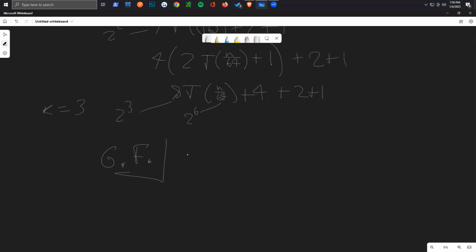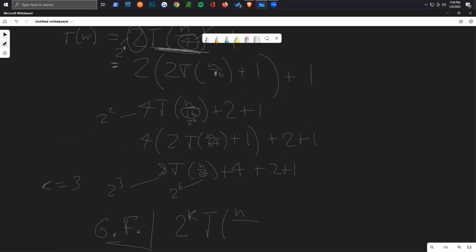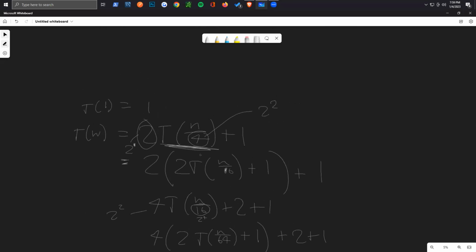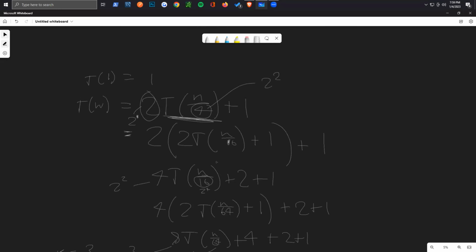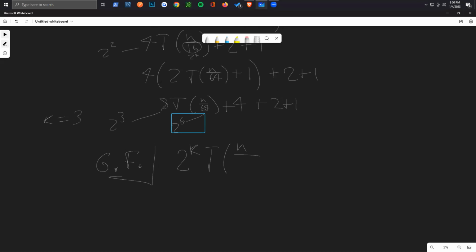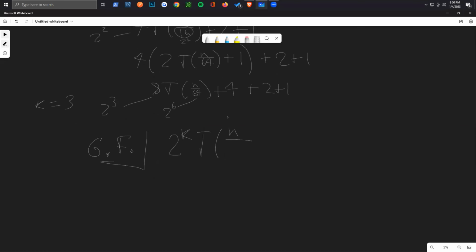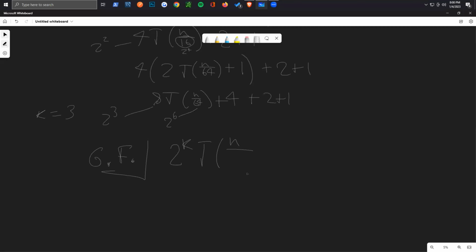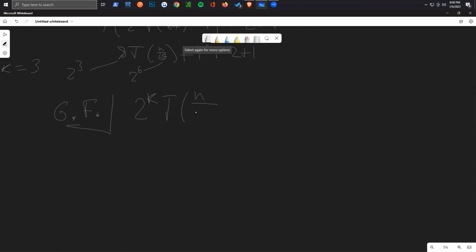So now let's go for general form. So this is what our general form is going to be. So we have 2 to the k times t of n over. So let's just think about it real quick. If we start off at 2 to the 2, we go 2 to the 4, and then we end up going 2 to the 6. And we know that k went 1, 2, 3. This can only mean that this is 2 to the power of 2 times k.